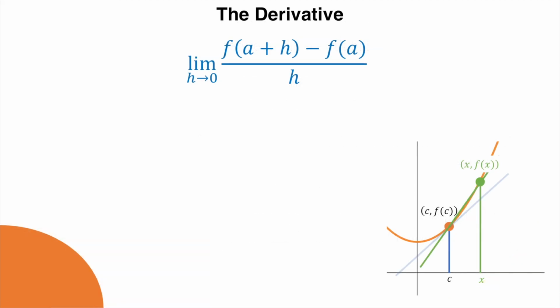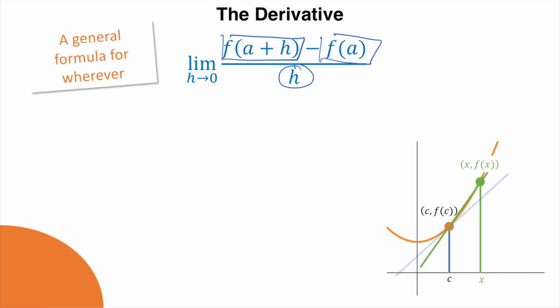This is the derivative. We learned this in our last lesson. The limit as h approaches 0 of f of a plus h minus f of a, all over h. And that was a general formula for wherever on the graph you need a slope.